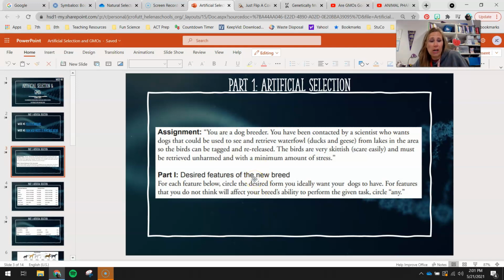Okay, so you are going to be the dog breeder here, figuring out which traits in these dogs would be best to have as an animal that could help you retrieve these ducks. So part 1, desired feature of the new breed. For each feature below, circle the desired form you ideally want your dogs to have. For features that you do not think will affect your breed's ability to perform the given task, circle any. So let's go ahead and take a look at these.